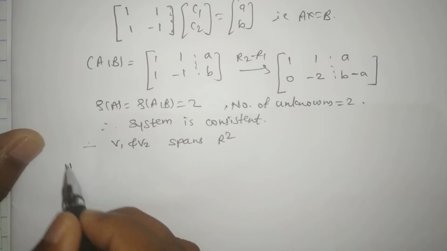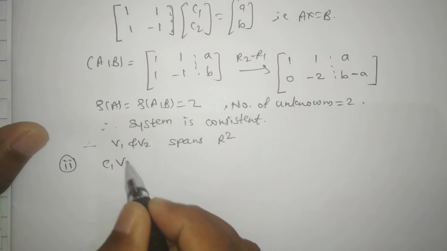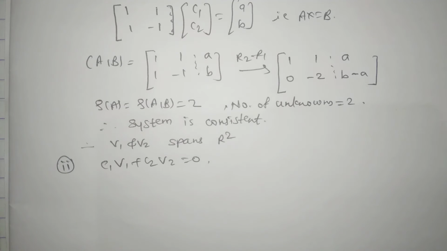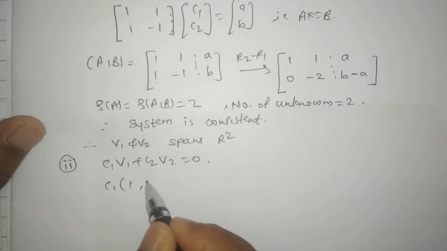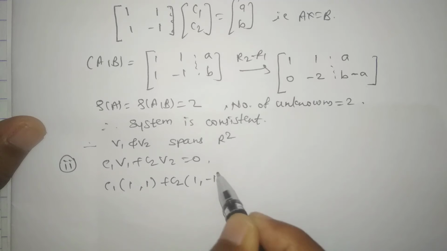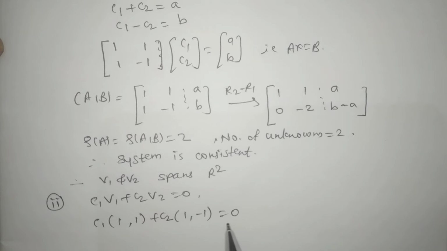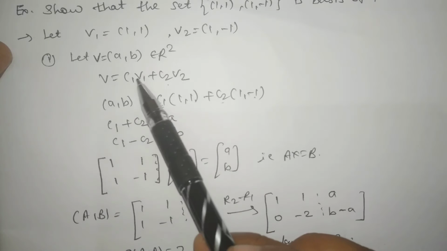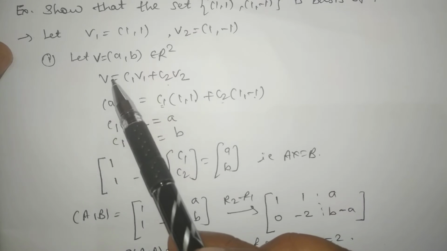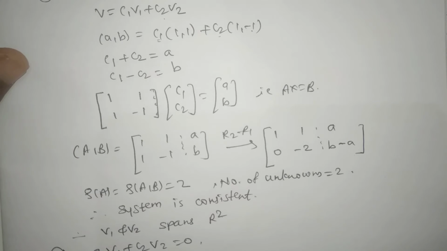Now check the second condition. What is the second condition? Whether these two vectors are linearly independent. For that consider C1 V1 plus C2 V2 equals 0. Now C1 into V1, which is (1,1), plus C2 into V2, which is (1,-1), equals 0. Now observe this system. We already solved this type of system here: C1 V1 plus C2 V2 equals just V, or (A,B). Now we have to put 0 instead of (A,B), or the 0 vector.